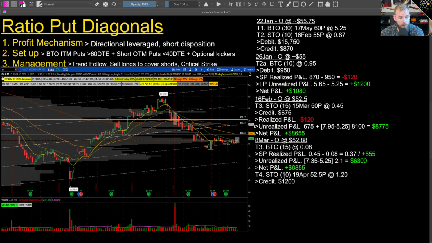So I offered 10 of the 19 April 52.5s for $1.20. That brought in $1,200. These were a higher delta now. I'm getting closer to the current spot price. Notice it was trading at 52.88. I got in at the 52.5s. Why did I go so close? Because I can collect way more money, and it looks like the move might be about done.